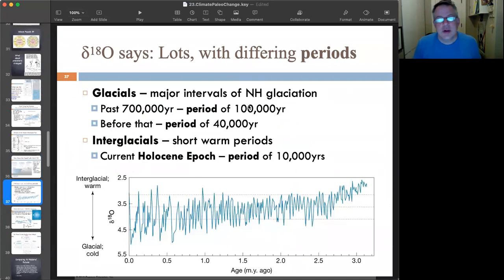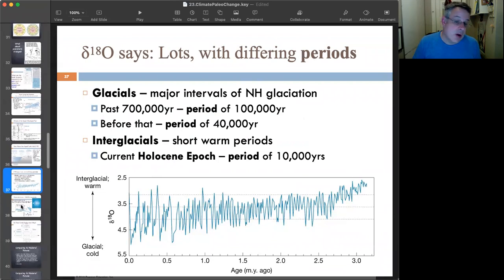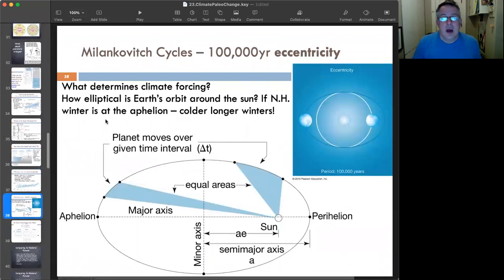So if you track the Delta-O-18 record, you can see ice ages. This is millions of years ago, so this is oldest. So here we go down, and then we start getting these ice ages, and then the ice ages change their period in the recent past. All of this is in that Delta-O-18 record, if you know how to read it.